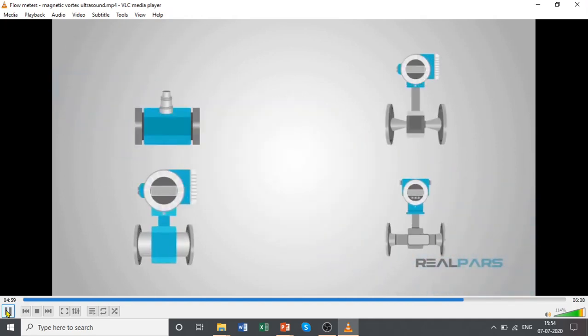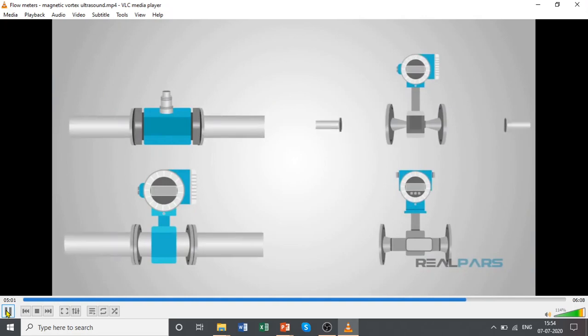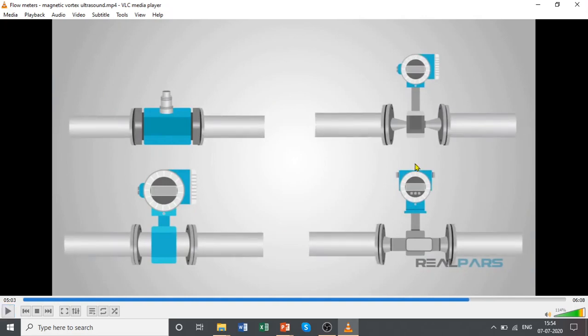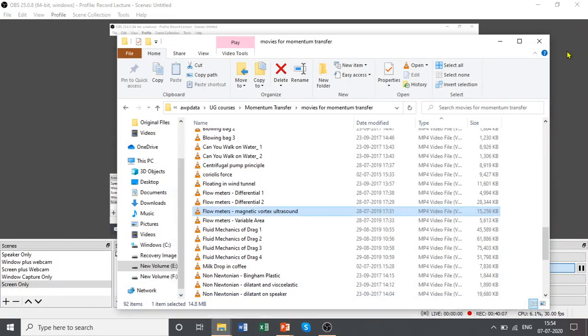As you can see, there are many types of flow meters for various applications. As you practice and go into plants more and more, you will be able to figure out which type to select when. So let's go forward in our course.